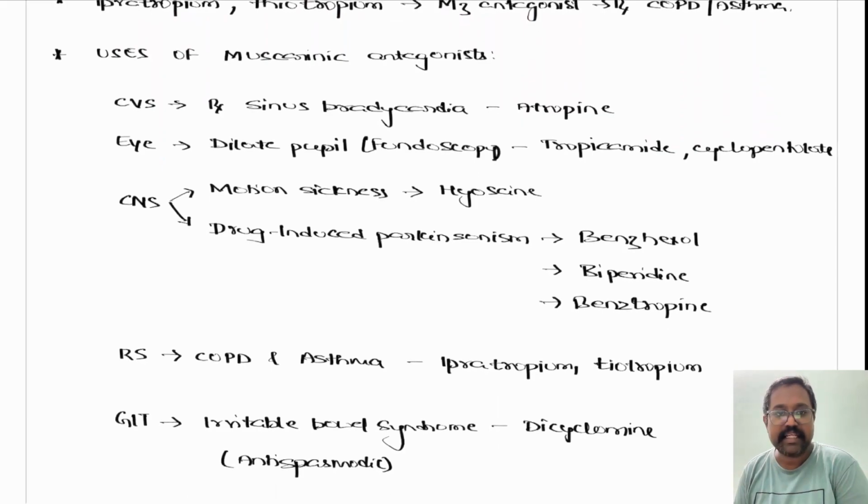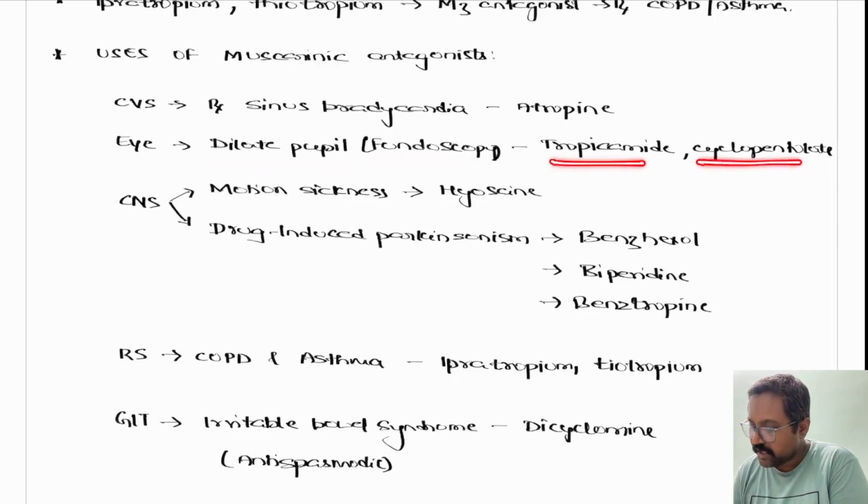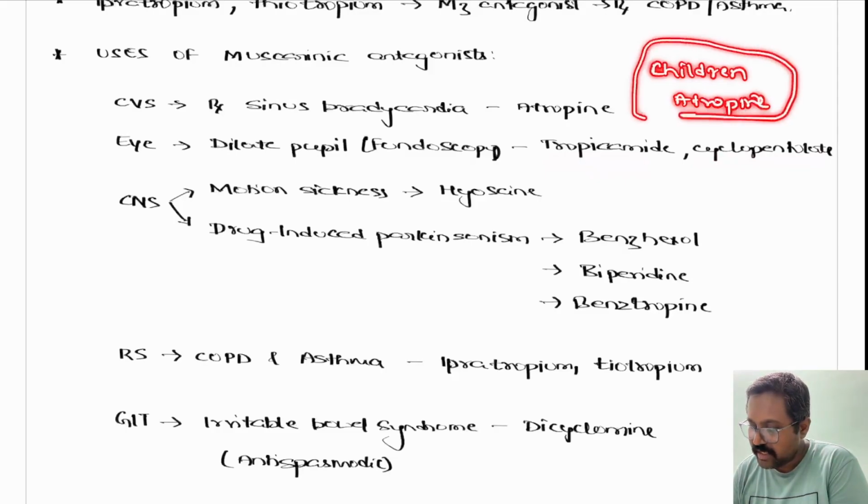Next, let us see the uses of muscarinic antagonists. In the CVS, it can be used to treat sinus bradycardia. The drug used is atropine. In the eye, since it causes passive mydriasis, it dilates the pupil for fundoscopic examination. In adults, we use shorter acting agents like tropicamide and cyclopentolate, whereas in children, we use atropine for fundoscopic examination, as the tone of the ciliary muscle is very high in children.